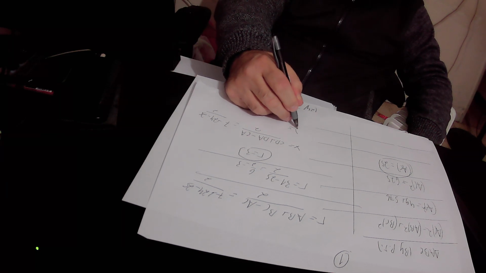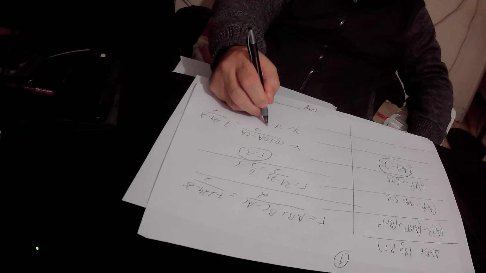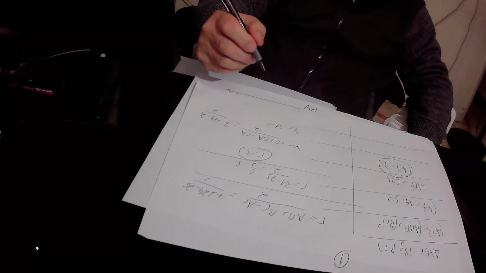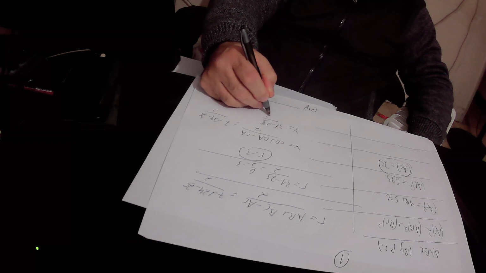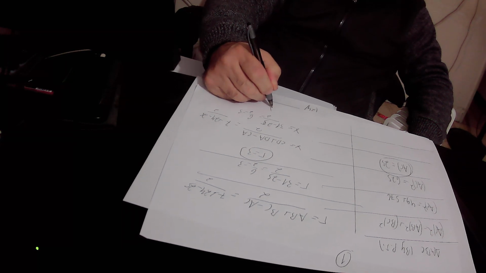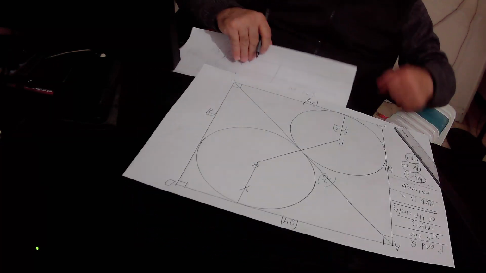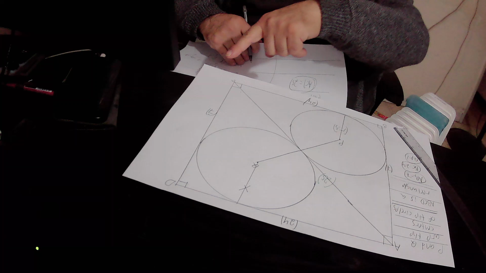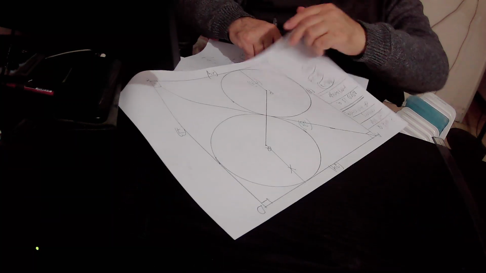So 7 plus 24 is 31, minus 25, over 2. 31 minus 25 is 6, and 6 over 2 is 3. So finally we found that x equals 3 units. So the radius of this circle that is blocked by the right triangle CDA is also equal to 3 units in its length.